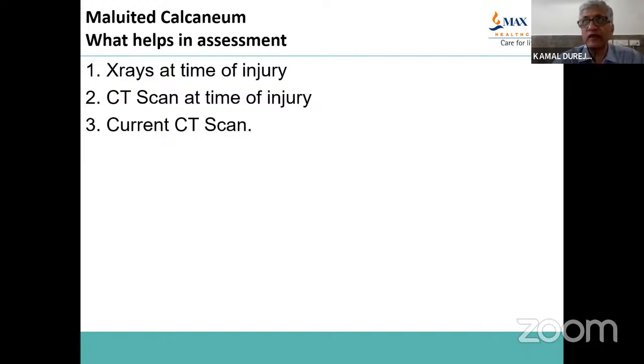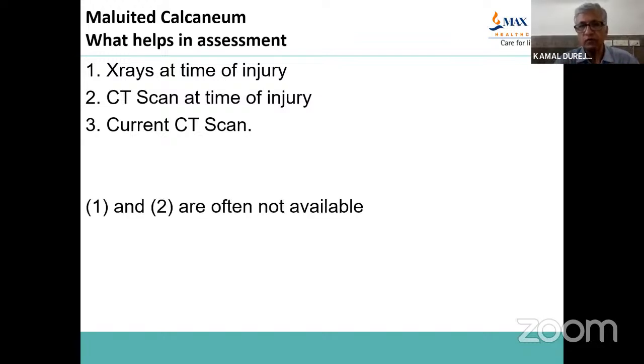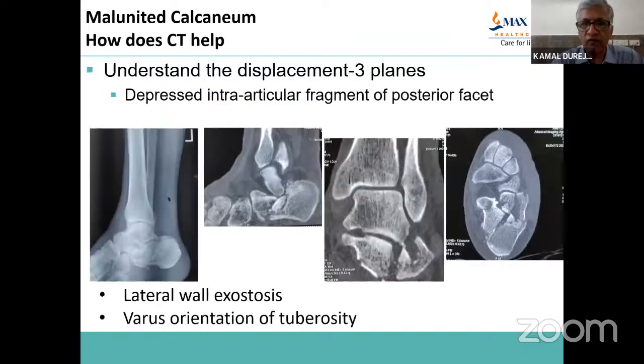Usually in assessment of a malunited calcaneum, the best part is if you can have X-rays from the time of injury, if you can have a CT scan taken at the time of injury, and then you have a current CT scan, and then you can correlate everything. But more often than not, the X-ray at the time of injury is never present with the patient. He has lost it, or he has come to you after many, many years. CT scan, whether it was done or not done, is very variable. But yes, you will ask for a current CT scan. And how will that help you?